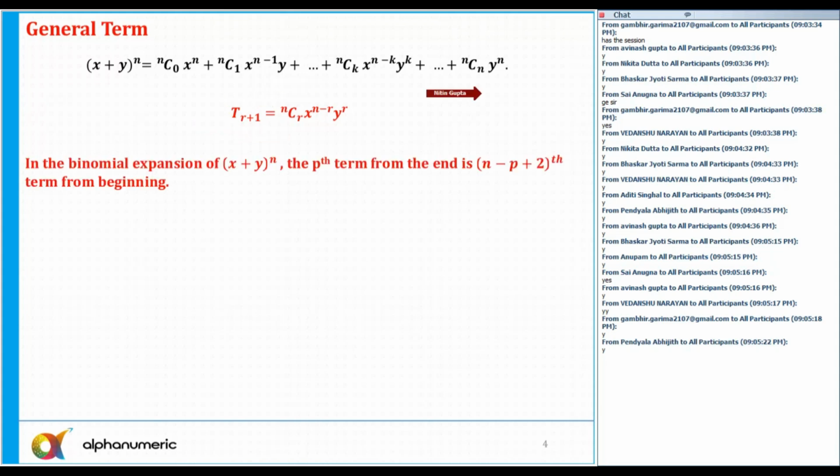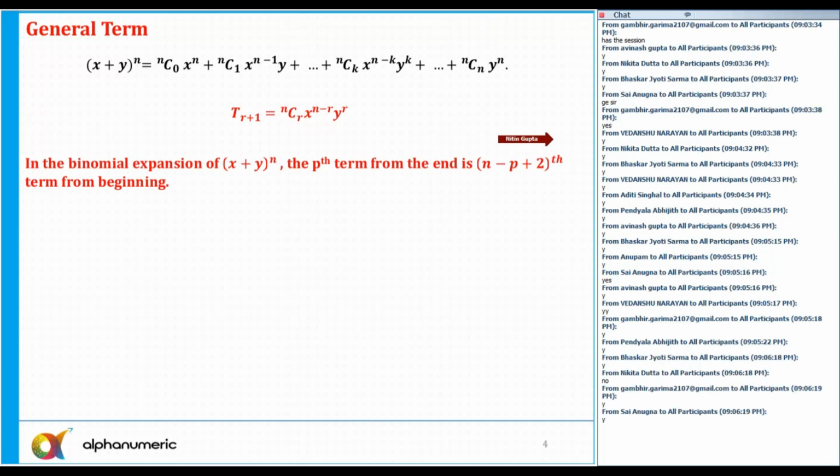All right. Now, another thing in the binomial expansion of x plus y raised to power n: the pth term from the end is always equal to the (n minus p plus 2)th term from the beginning. So please write it down, all of you. The pth term from the end is always equal to the (n minus p plus 2)th term from the beginning. Can I move to the next slide?